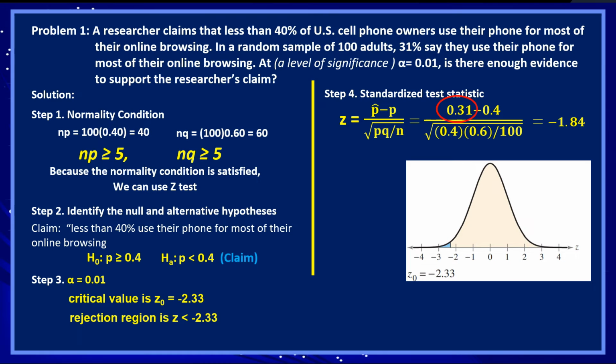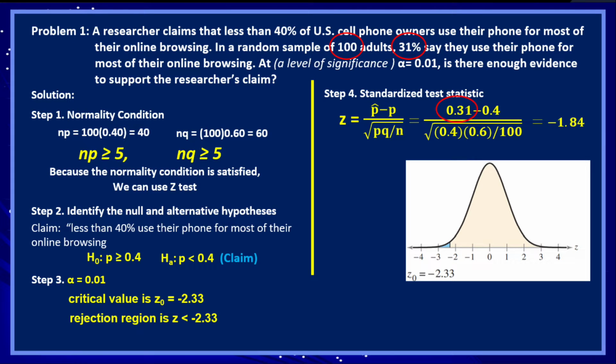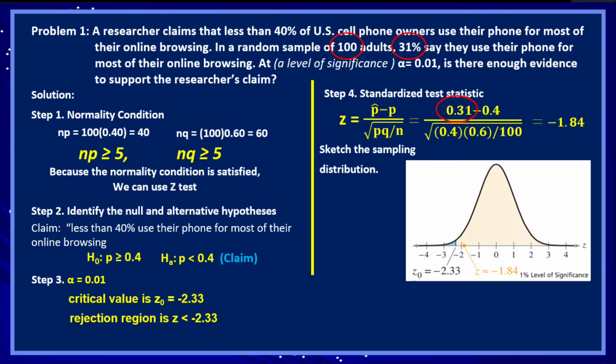Now, once again, our p hat is taken from the 31% of the adults who say they use their phone for most of their online browsing divided by the random sample of 100 adults. So we have 31 divided by 100, which gives us 0.31. Again, our z is equal to negative 1.84. The next step is to sketch the value of the standardized test statistic z. Because z is not in the rejection region, we fail to reject the null hypothesis.